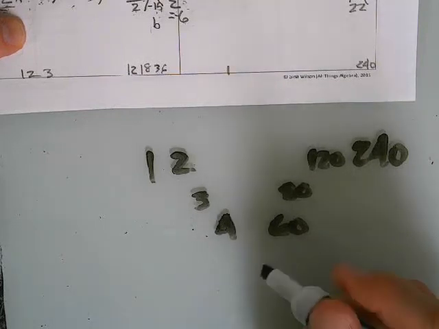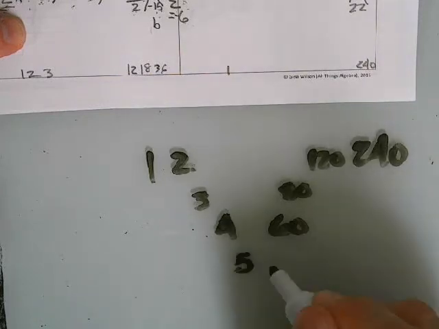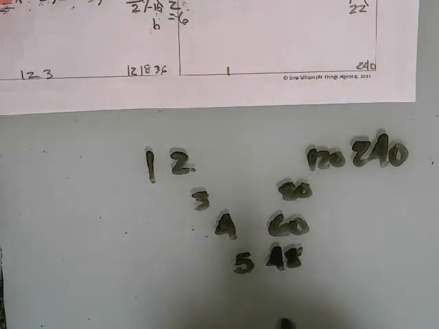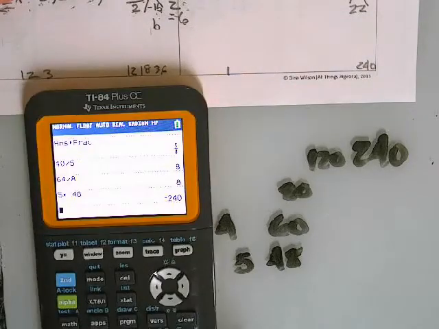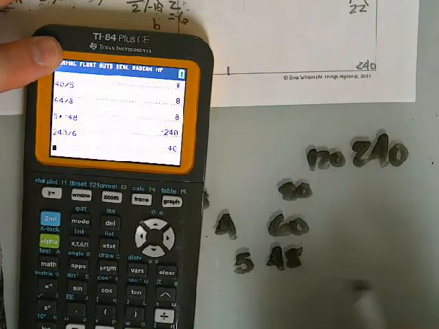5 goes into 240 how many times? 5 goes into 200 40 times and 48 times. So 5 and 48, we're getting closer. We're still not there. You can always use your calculator. 240 divided by 6, of course, is 40.